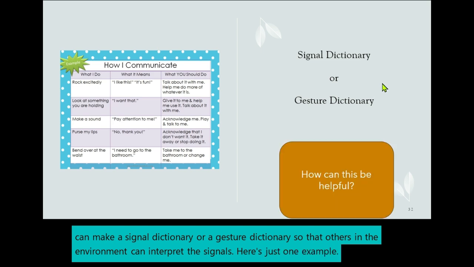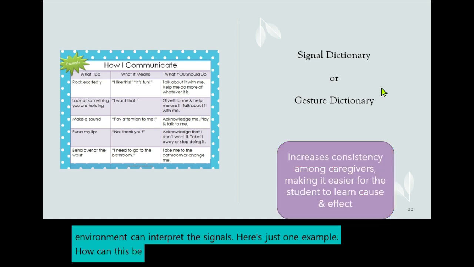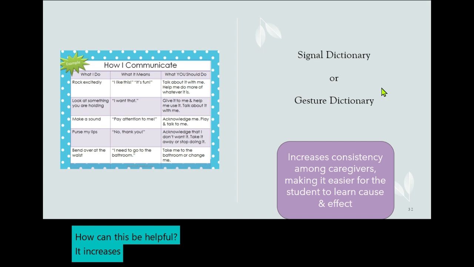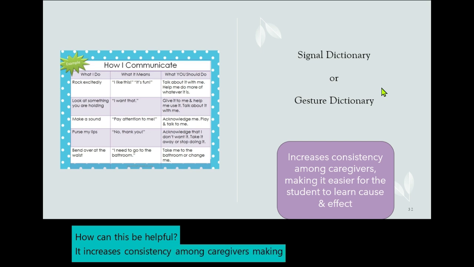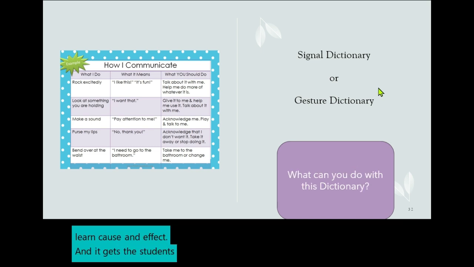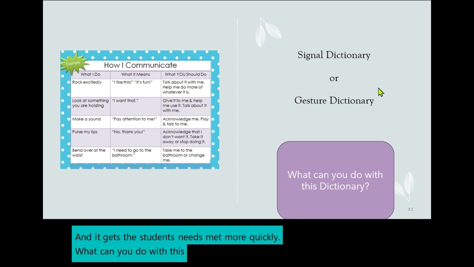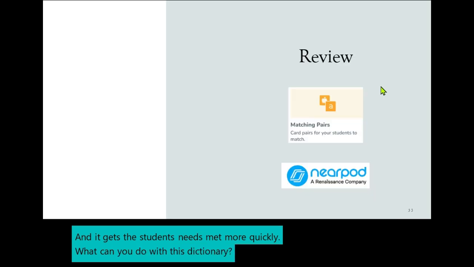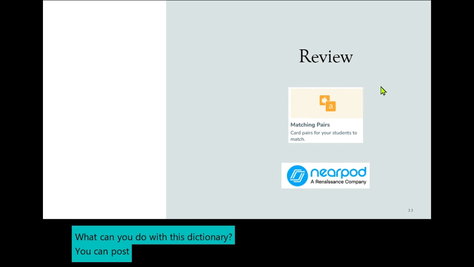How can this be helpful? Well, it increases consistency among caregivers, making it easier for the student to learn cause and effect. And it gets the student's needs met more quickly. What can you do with this dictionary? You can post it in the student's environment.